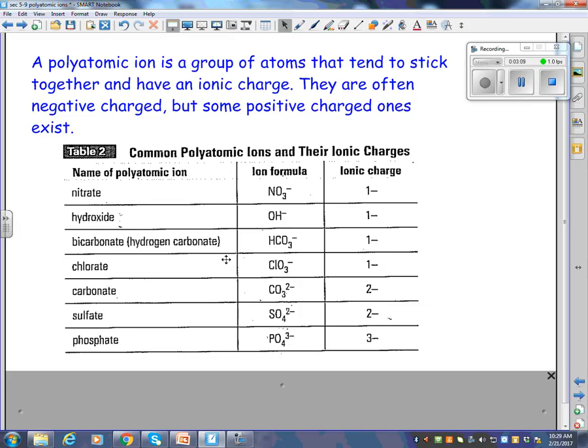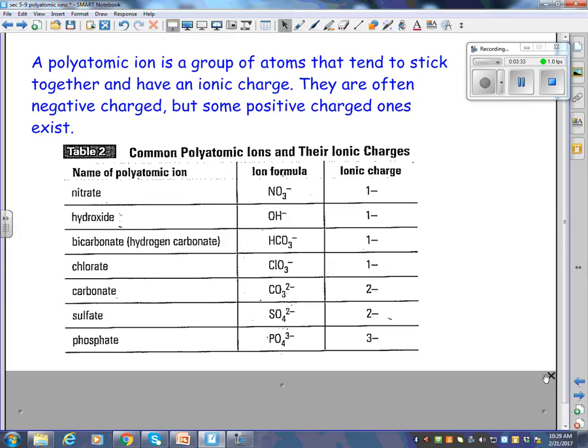Well, maybe. So HCO3, that's bicarbonate. Chlorate is ClO3. They're all 1 negative. Carbonate, not to be confused with carbonara, which is yummy pasta. Carbonate, CO3. Sulfate, not to be confused with sulfide, SO4. It's a 2 negative. And phosphate, not to be confused with phosphide, is PO4.